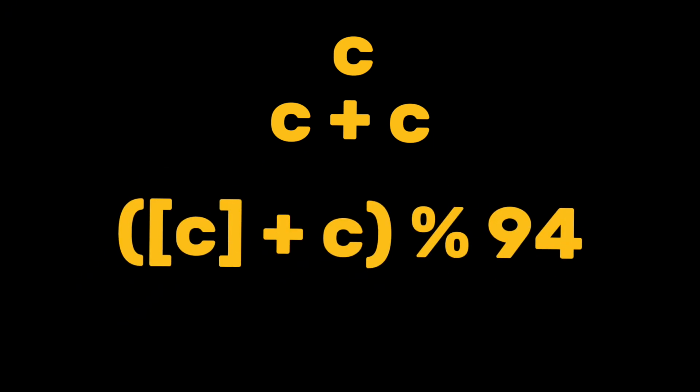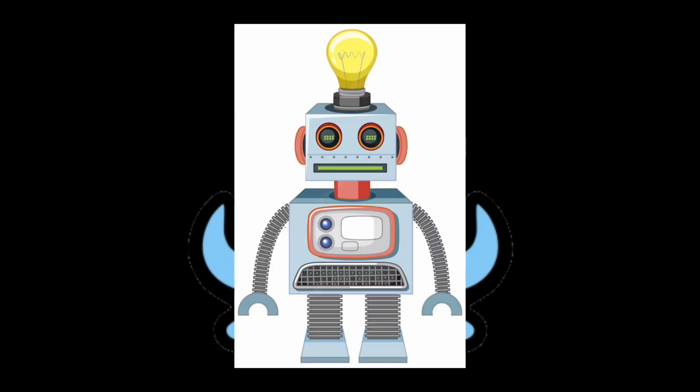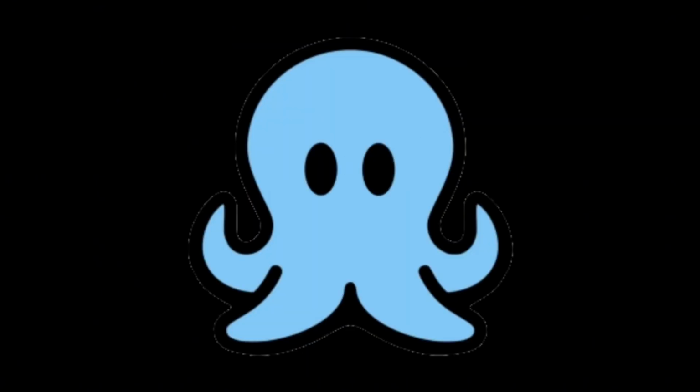Malbolge has instructions. It figures out which instruction to execute by taking the value C, adding the value of C to it, and taking the remainder when this is divided by 94. This all sounds very confusing, but don't worry, because you would have to be a literal robot to program in this. Or me. Anyways, Malbolge is not Turing complete.